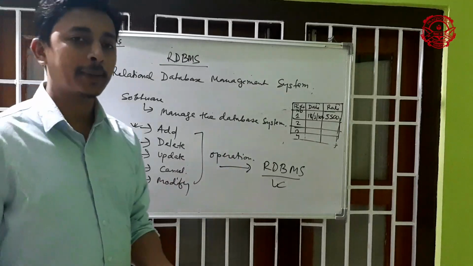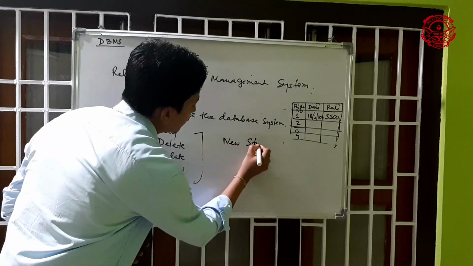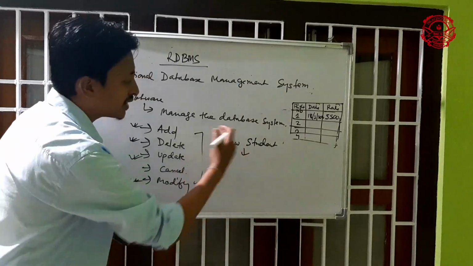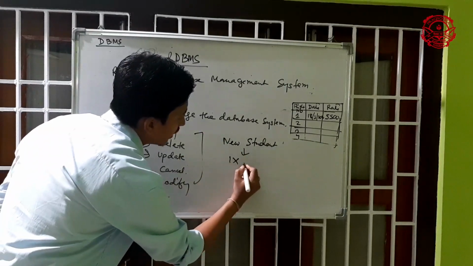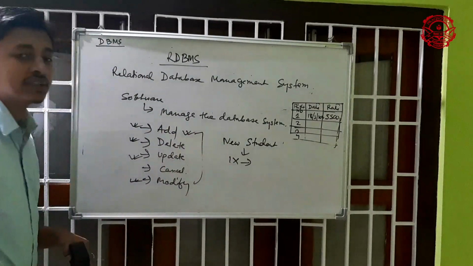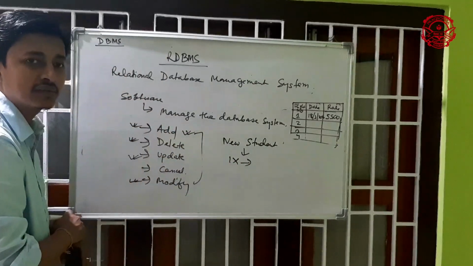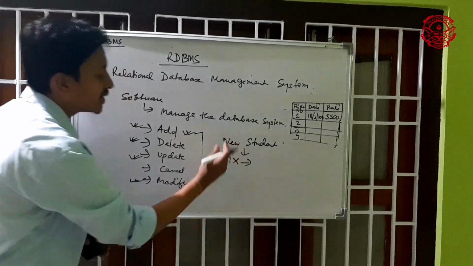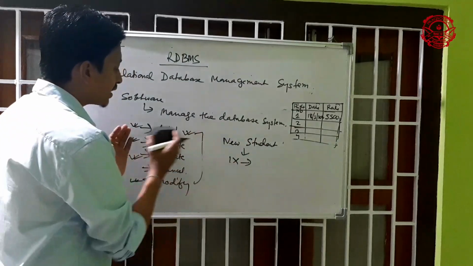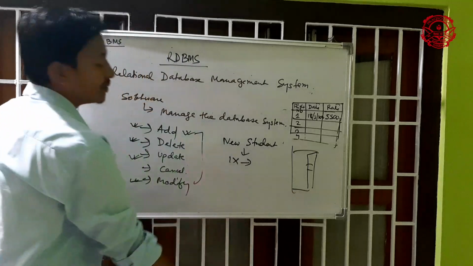For example, in our Pragjyotika, say one new student is coming, say in class 9, he wants to join. Okay, means what? Add a new student. So in a database, his name, his address, his phone number, his parents' name, his date of birth, all these things are added in the database.